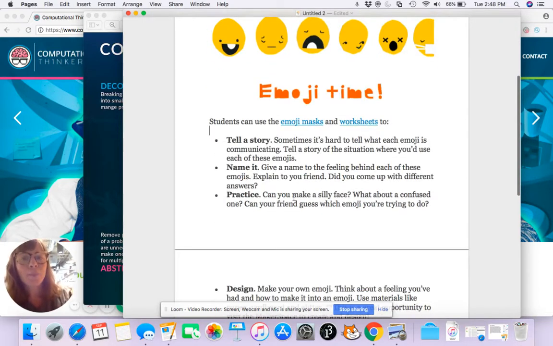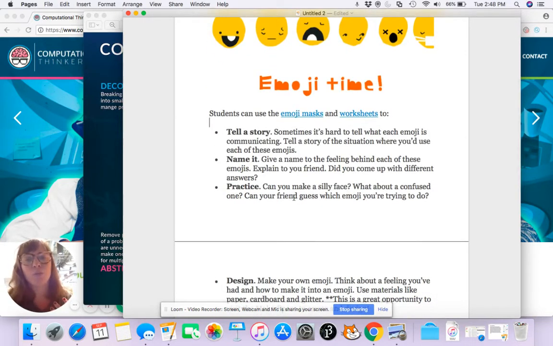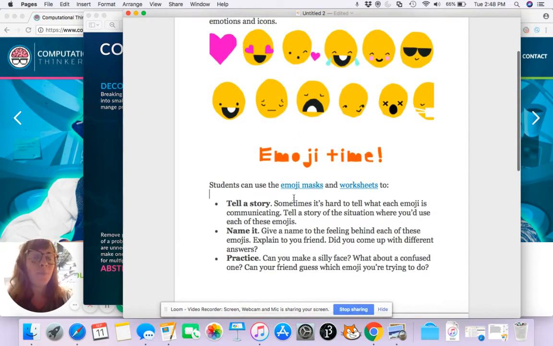So the 4 elements that you can add here to this particular storytelling concept is A, tell a story. Sometimes it's hard to tell what each emoji is trying to communicate. So you could give them a couple of examples and have them decompose the problem. Tell them they have 3 particular emojis and they've got to tell you the story behind it. They'll begin to pattern match and abstract and then come up with the algorithmic design of what the story is.